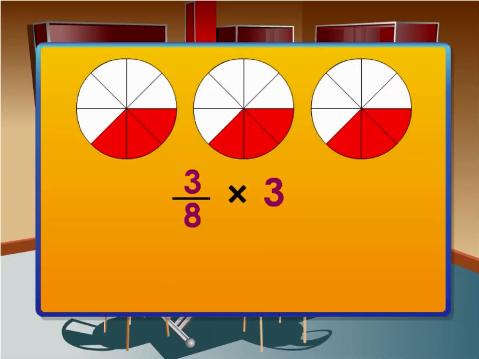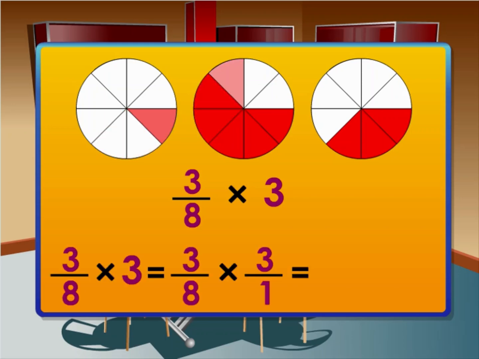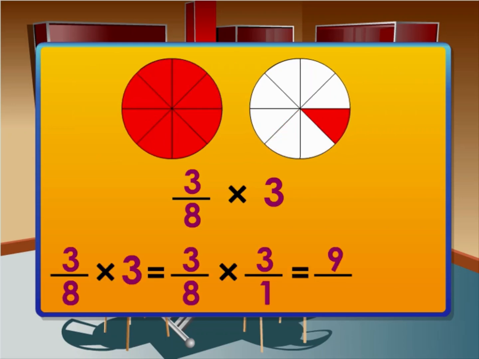Now to calculate the product, write the factors in fraction form, then multiply the numerators. The product of 3 and 3 is 9. The product of the denominators, 8 times 1, is 8 as the denominator. The product is 9 eighths.